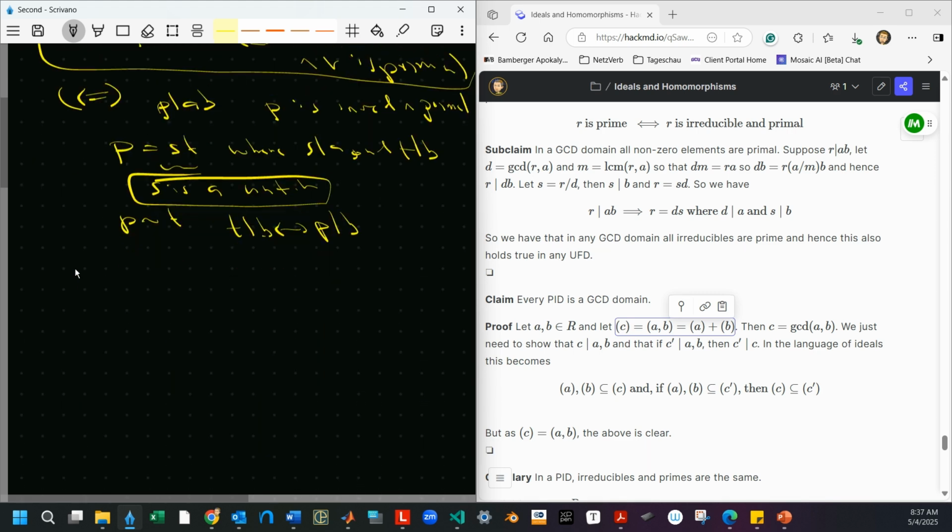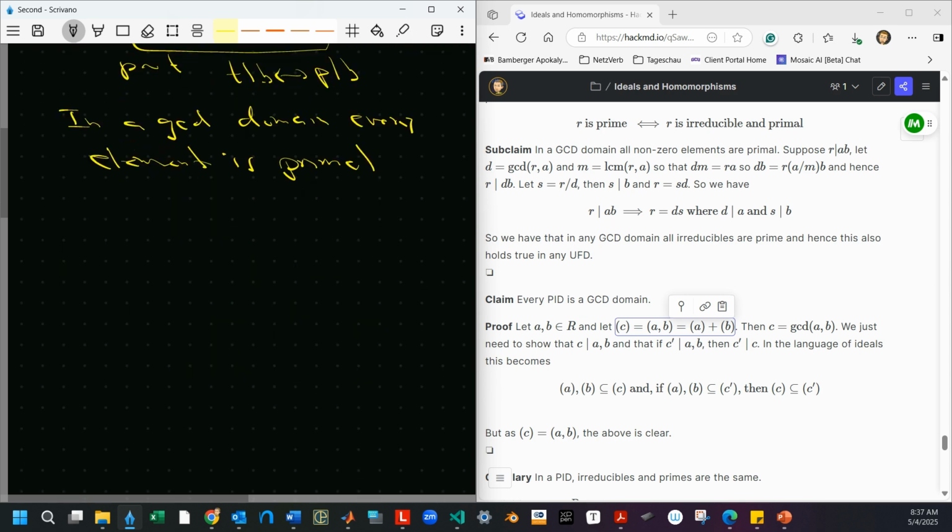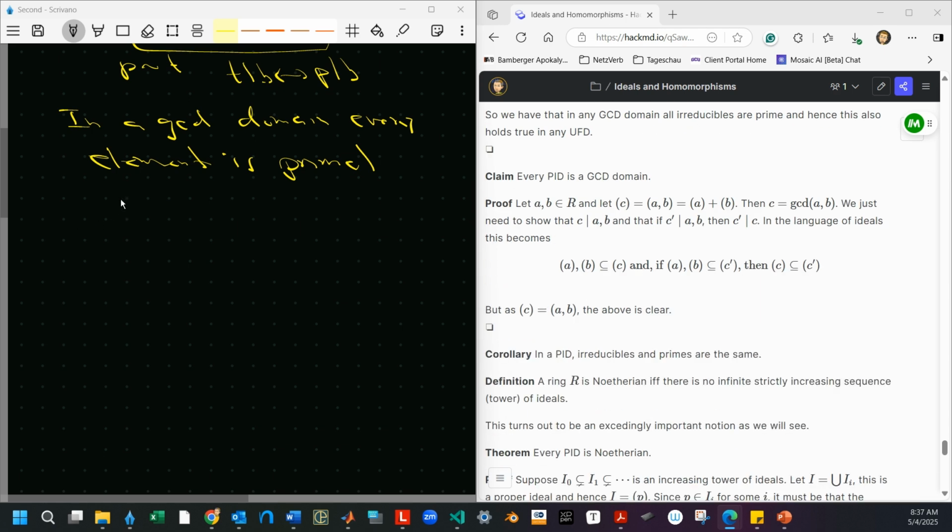And now the trick to this proof is showing that in a GCD domain, every element is primal. That's what we need to show. Okay, so this is the main part of the proof. Okay, so how does this go? So we take A and B in R. Okay, so now I'm going to just sort of cheat.